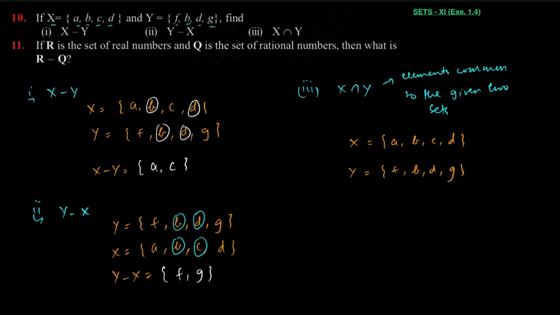And what are the common elements? The common elements in this case are B and D. So what will be X intersection Y? It will be having these two elements, as these are the common elements. So this set will be having elements as B and D.